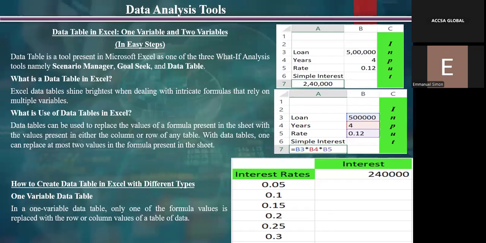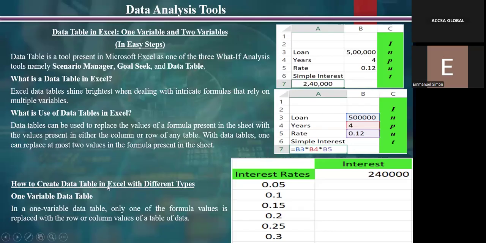What is the use of data table in Excel? Data table can be used to replace the values of a formula present in the sheet with the values present in either the column or row of any table. With data tables, one can replace at most 2 values in the formula. Remember, in our goal seek, we're always using one value, but with data tables, you can use multiple values. That's the beauty of using data tables.